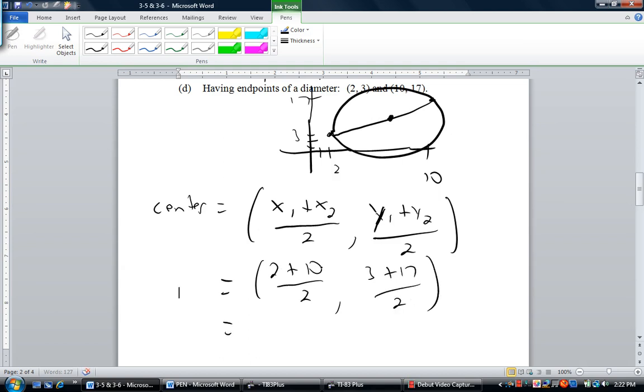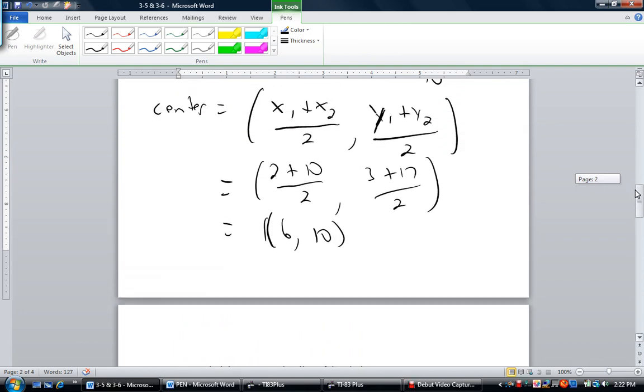So 2 plus 10 is 12. 12 divided by 2 is 6. 3 plus 17 is 20. 20 divided by 2 is 10. So our center is 6, 10.